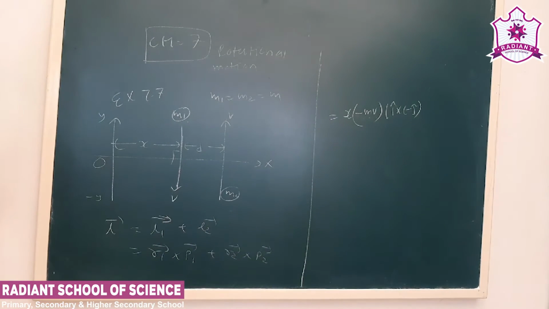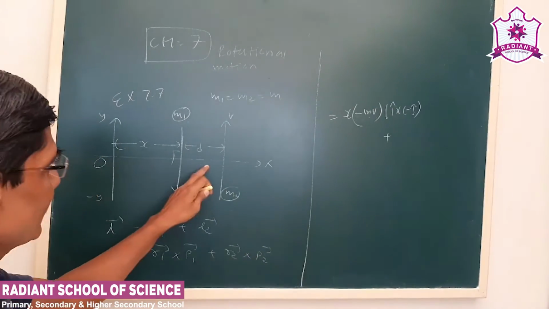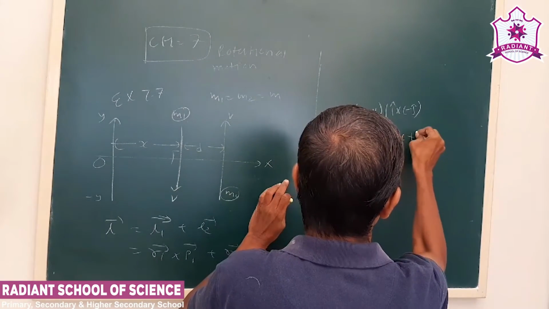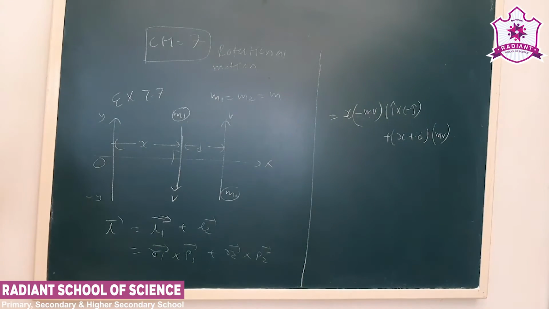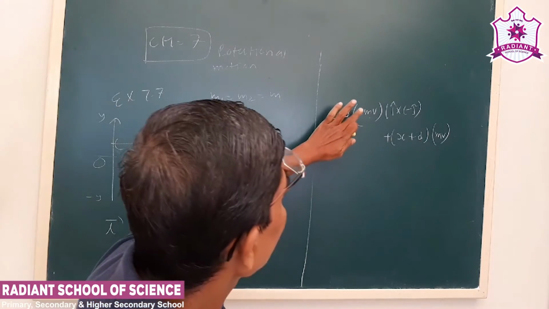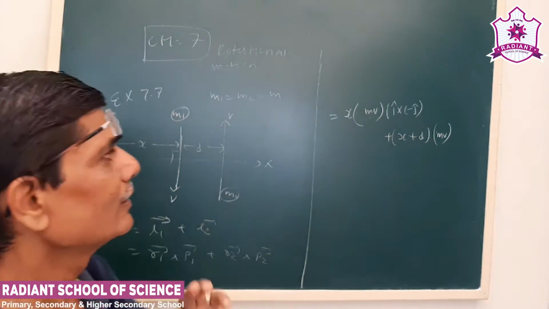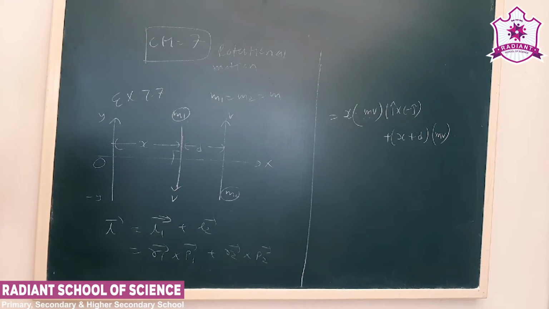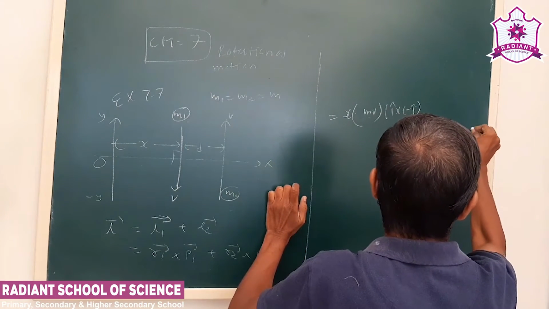Now, this is a vector. Next we have to show the second particle, plus, what is the distance here, x plus d. Again it is mv. The velocity vector is in the negative direction, that we have to show here, and here the distance will be x plus d. Now it is in the y direction, so it will be i cross j.